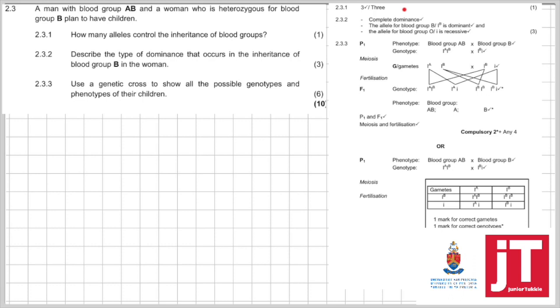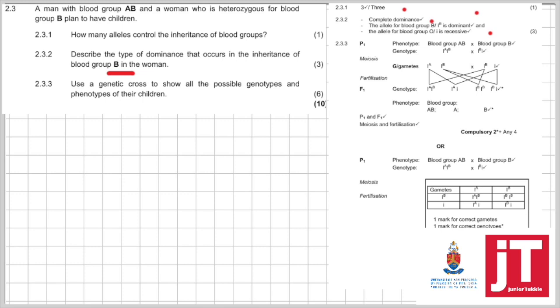2.3.2. Describe the type of dominance that occurs in the inheritance of blood group B in the woman. So, blood group B is definitely complete dominance. Why? The allele for blood group B is dominant over the allele for blood group O, because blood group O is obviously recessive.